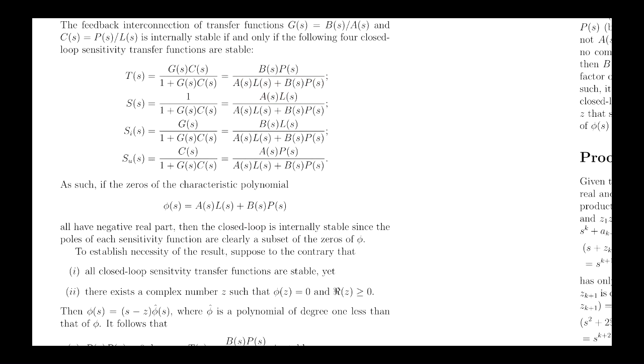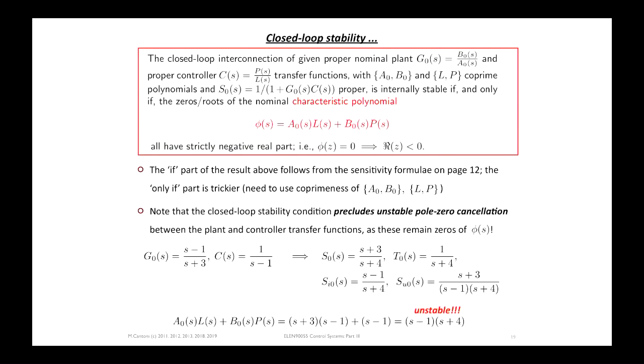It might be cancelled out by some, but it can't be cancelled out by all when you know that this polynomial is co-prime and this polynomial is co-prime. So I'll let you go through the proof. That's the essence of the proof. So it's both a necessary and sufficient condition. This thing only having zeros in the left half plane ensures that all four sensitivity functions are stable transfer functions.